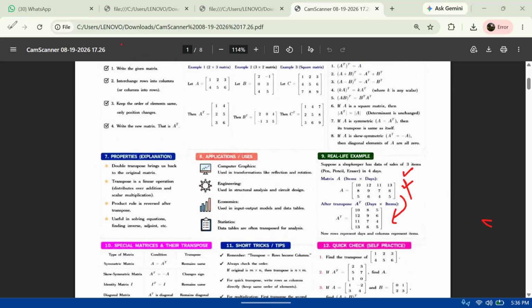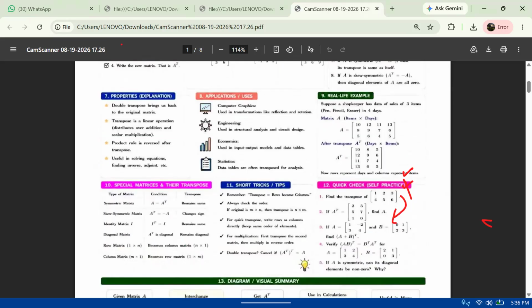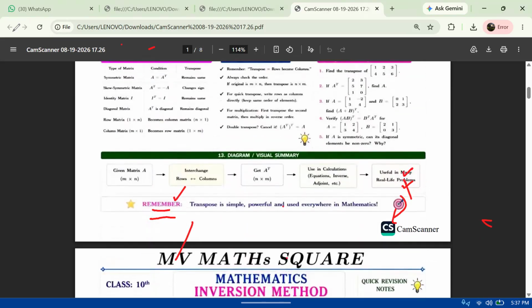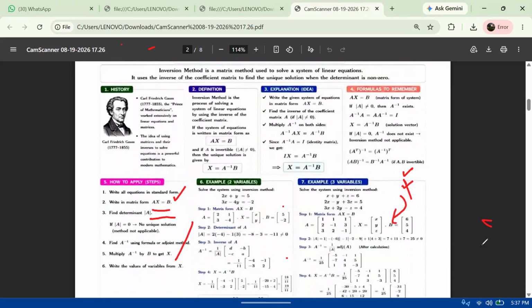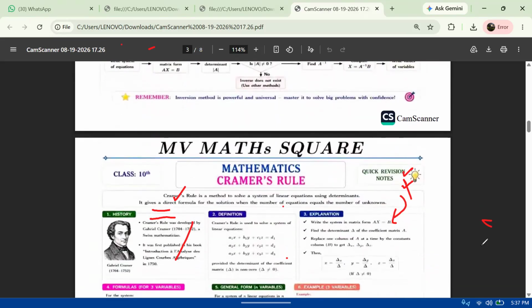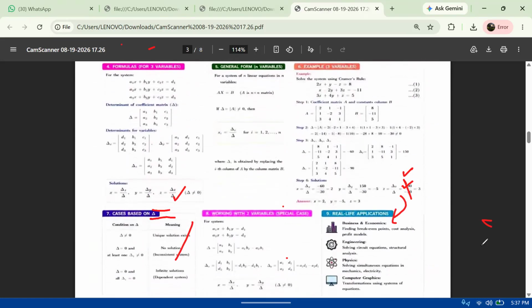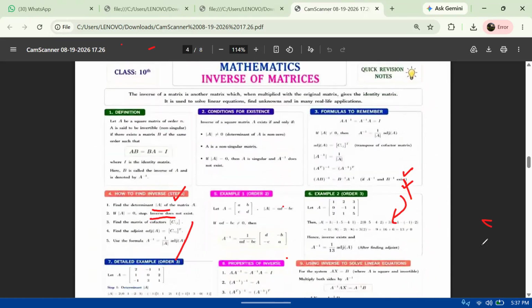So here are some properties of a transpose of a matrix. If A transpose is equal to A, we say that it's symmetric. If A transpose is equal to minus A, we can say that it's skew-symmetric. You don't need to understand these concepts. So now I am moving toward the next topic, which is the inverse of a matrix, or Cramer's rule, or the determinant of a matrix.